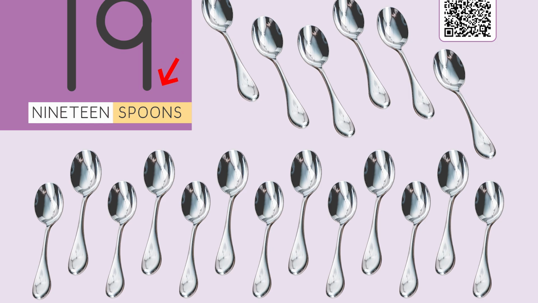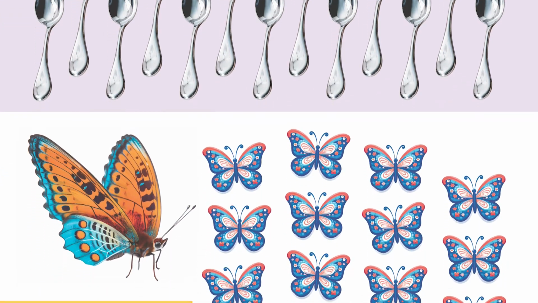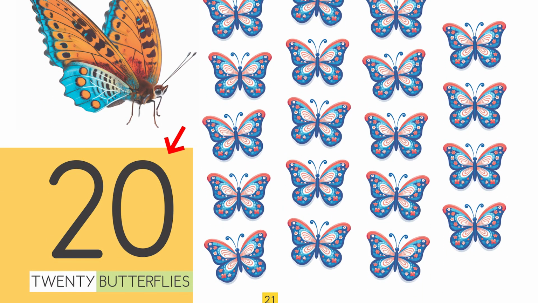Let's count them together. 1, 2, 3, 4, 5, 6, 7, 8, 9, 10, 11, 12, 13, 14, 15, 16, 17, 18 and 19. We have 19 spoons over here. This is how number 19 looks like. 1 and 9 makes number 19, and these are the spellings of number 19. N-I-N-E-T-E-E-N. 19 spoons. And with number 20 we have some very colorful and pretty butterflies.